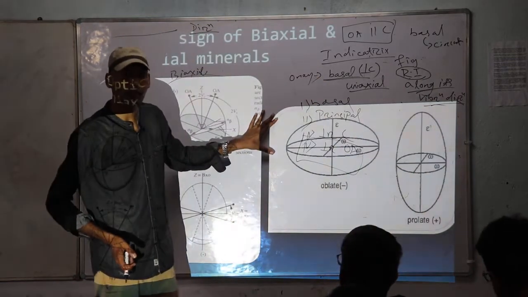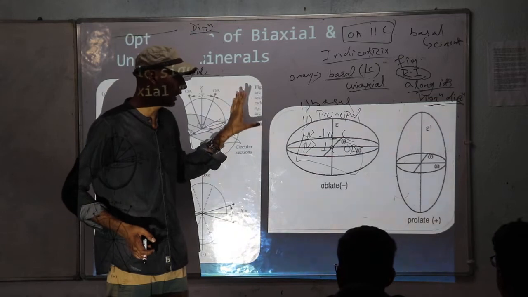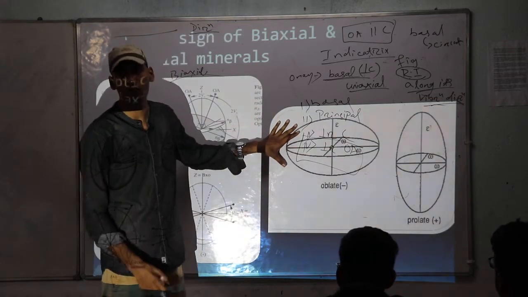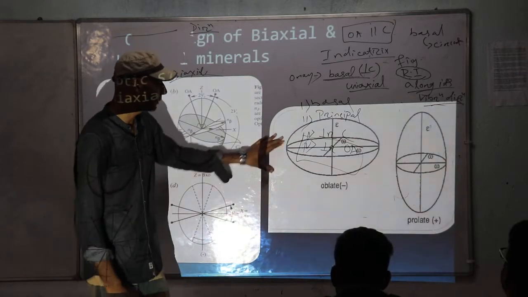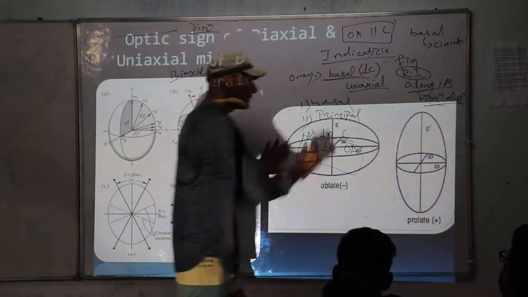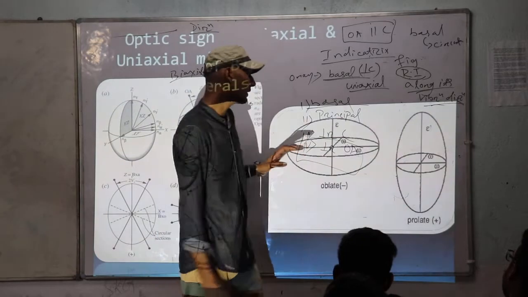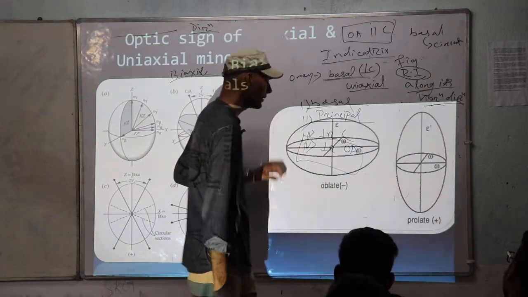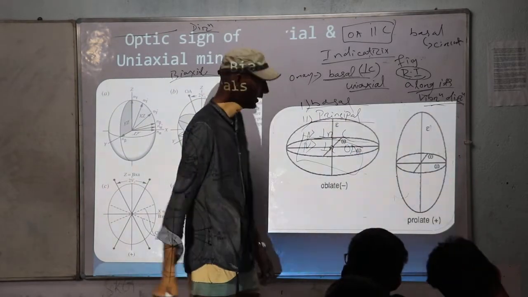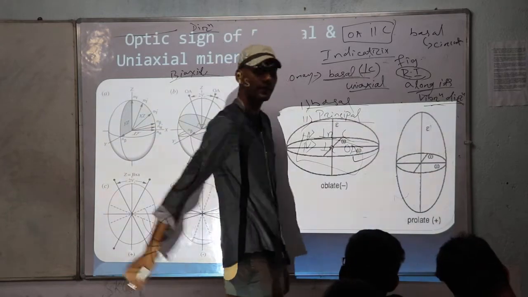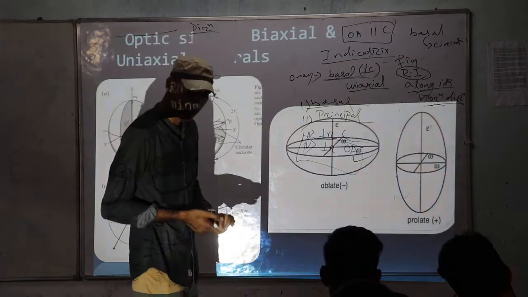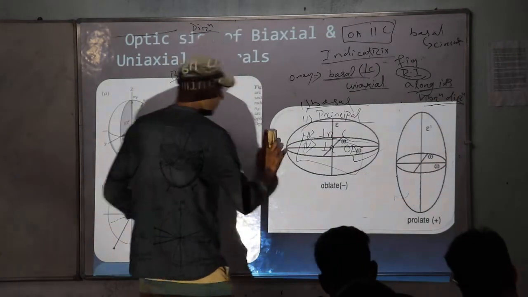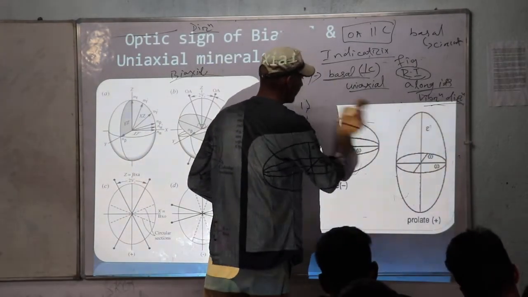I am asking the question: in which section will I observe a circular indicatrix? In which section will I obtain a circular indicatrix? The answer should not be basal section, it should not be principal section, it should not be perpendicular to C, it should be perpendicular to the optic axis. I have given this question, now I will define that. Okay, see the indicatrix, then we will go for that.